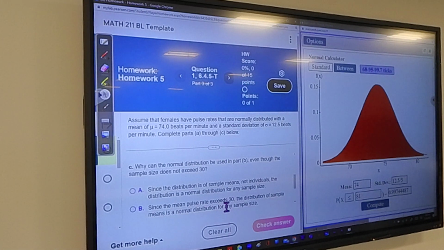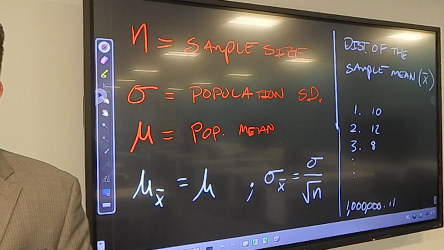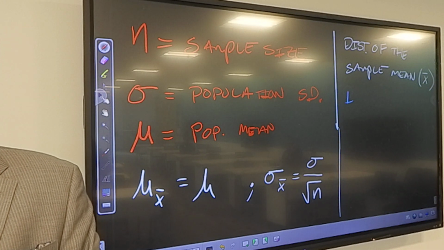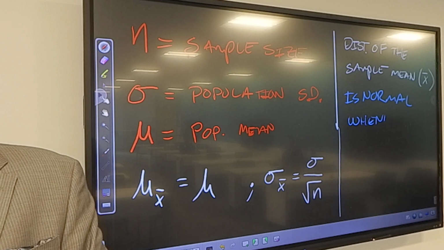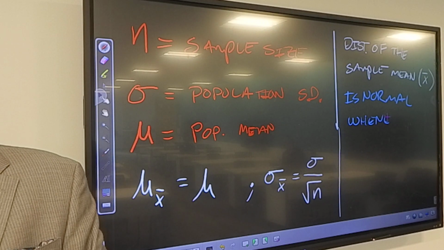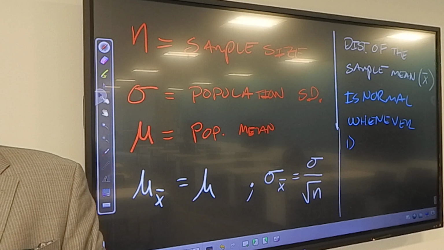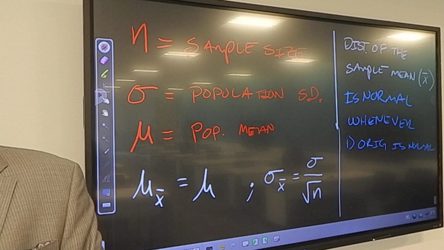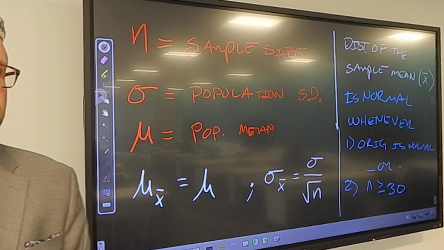All right, part C. Why can the normal distribution be used even though the sample size does not exceed 30? The only thing I didn't say earlier was that this fact, that the distribution of the sample mean is normal, holds whenever one of the following two things occurs: the original distribution is normal, or you have a big sample.